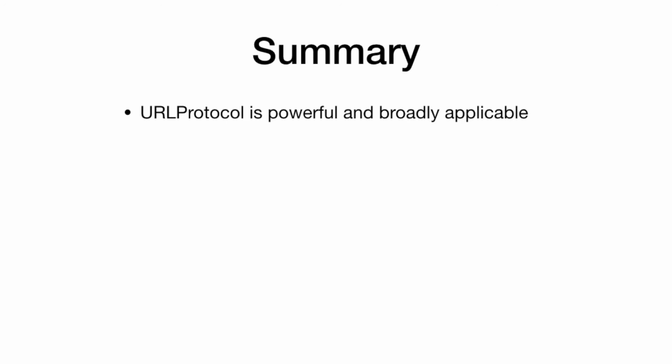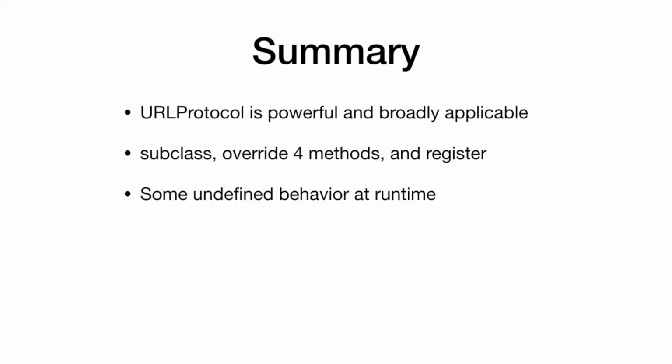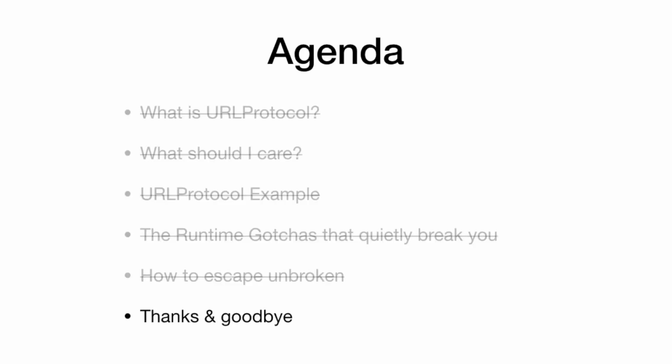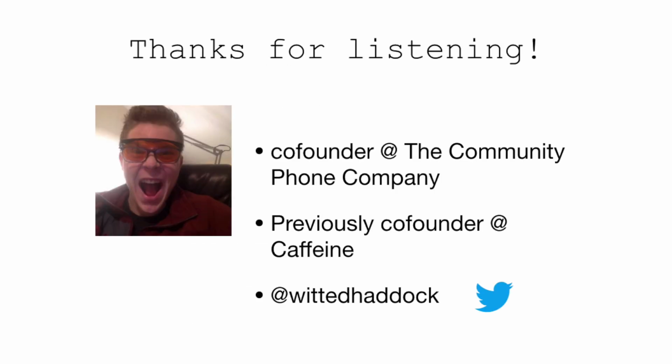So URLProtocol is pretty powerful and broadly applicable. Anything you can do on a proxy, essentially you can do with URLProtocol. You subclass, you override the four methods, and you register it in the ideal case, and then there's some undefined behavior at runtime that you have to be very careful of. And you can fix it with swizzling. So thank you everybody for listening, and I really appreciate your time.